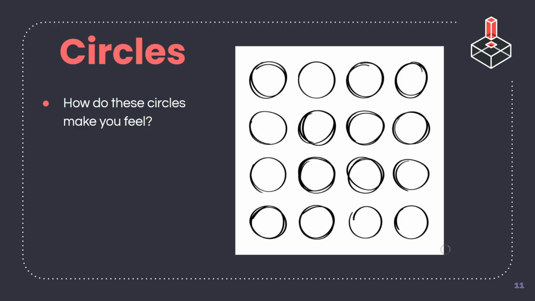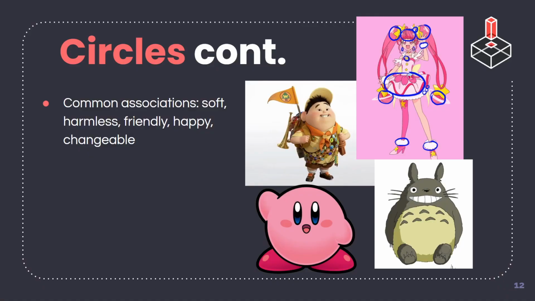How do circles make you feel? Pretty good. Yeah, good. They're round. Yeah, they're friendly. They're nice to look at. Yeah, so that's right. Characters in general have an association with something that is soft, harmless, friendly, happy, changeable. Characters that are round are the friendly guy, the nice guy.